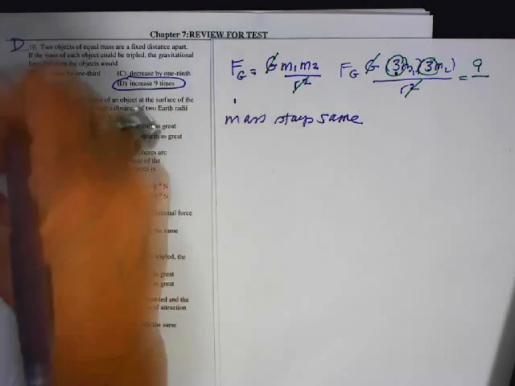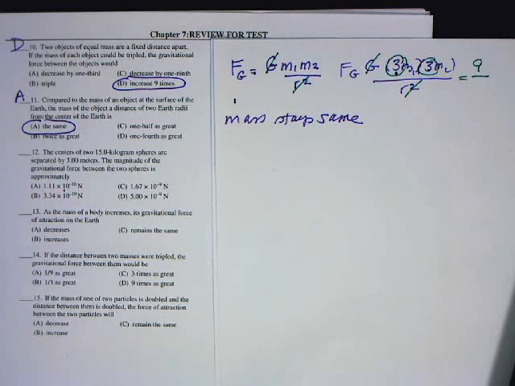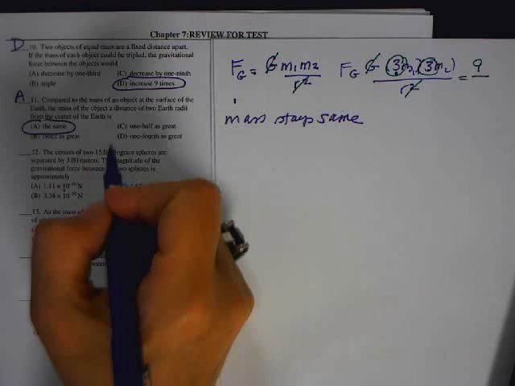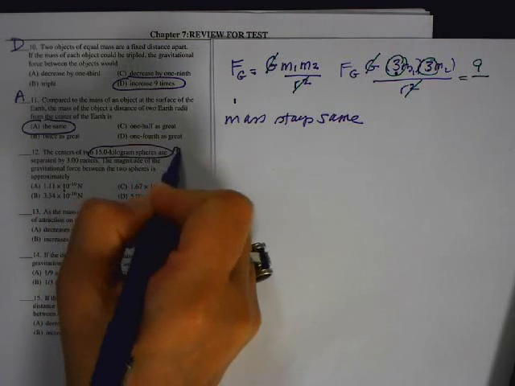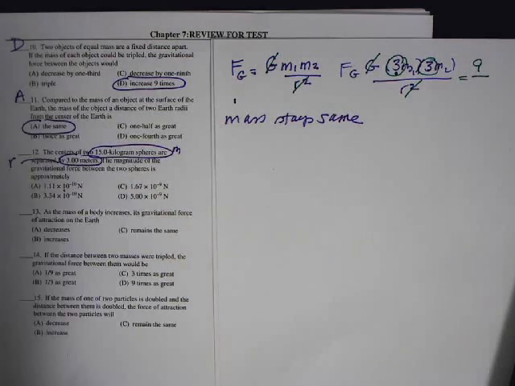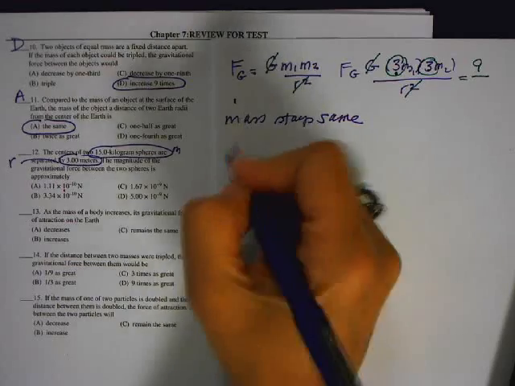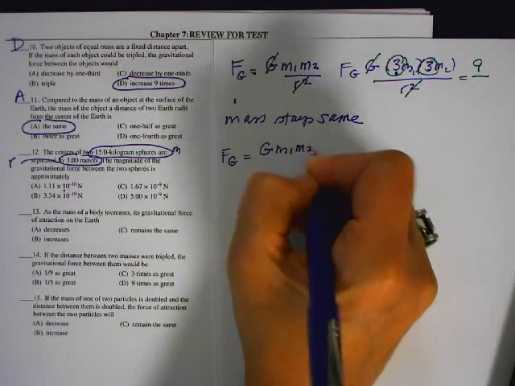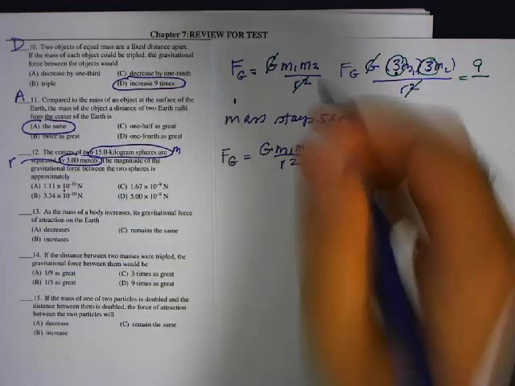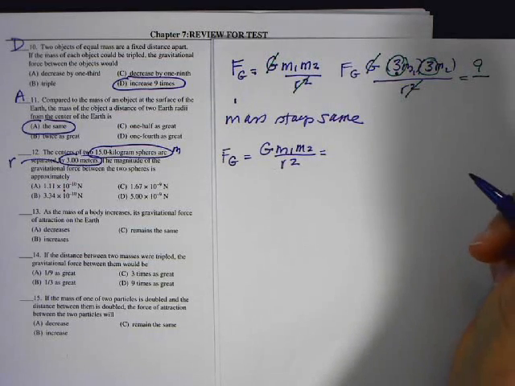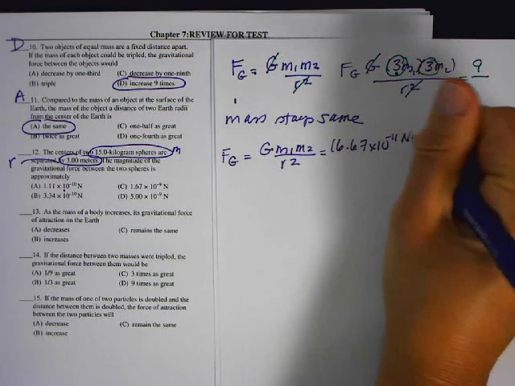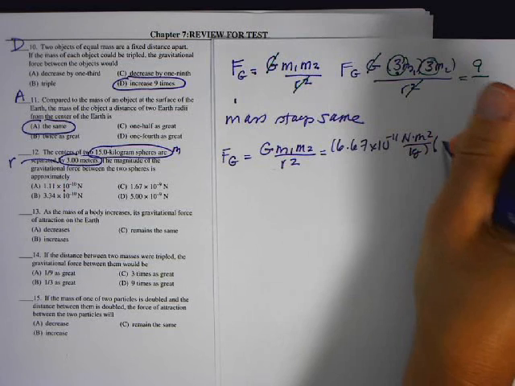Number 12, the centers of two 15-kilogram spheres are separated by 3 meters. So again, we're chunking this, where we're saying this is the mass, this is the distance between them, and it says find the gravitational force. So F of G is equal to big G m1 m2 over r squared. You don't have to memorize the universal Newtonian gravitational constant, big G, so 6.67 times 10 to the negative 11 Newton meter squared per kilogram squared times 15 times 15 divided by 3 squared.